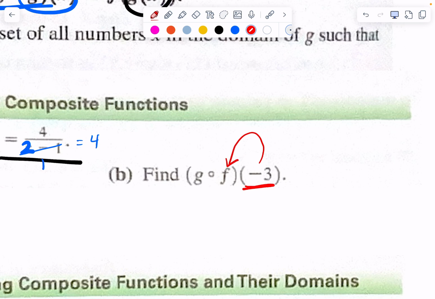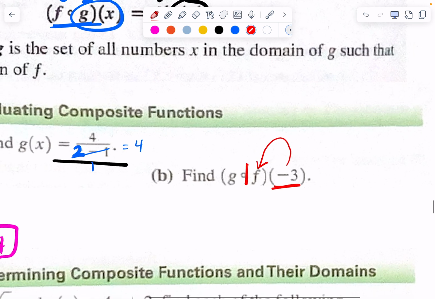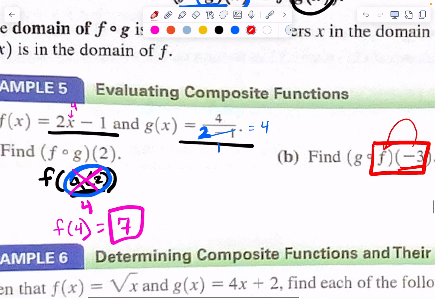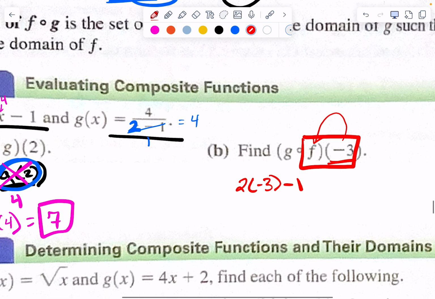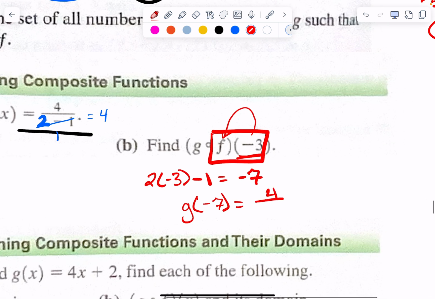F, and for x on F, right? I've got to find f of 3 first, right? Okay, so 2 times negative 3 minus 1 is negative 6 minus 1, negative 7. Okay, now I want to find g of negative 7. Now I plug negative 7 in for g. Okay, so I've got 4 over negative 7 minus 1, which is 4 over negative 8, which is negative 1/2.